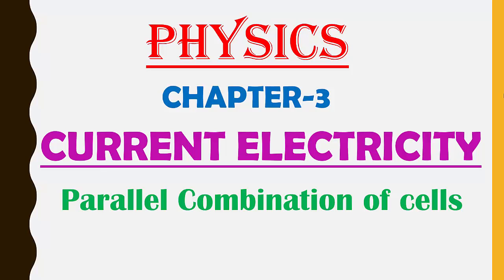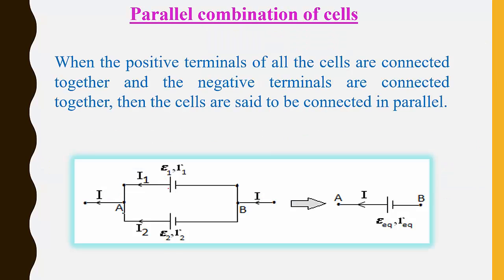Now we can move to the next part, that is parallel combination of cells. First we have to know what is a parallel combination of cells. You can observe this circuit diagram. We considered two cells. The first cell has this positive terminal and this negative terminal. In the second cell, the first terminal is positive and this is the negative terminal.